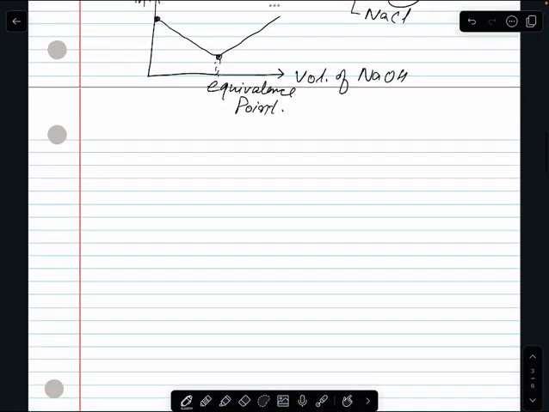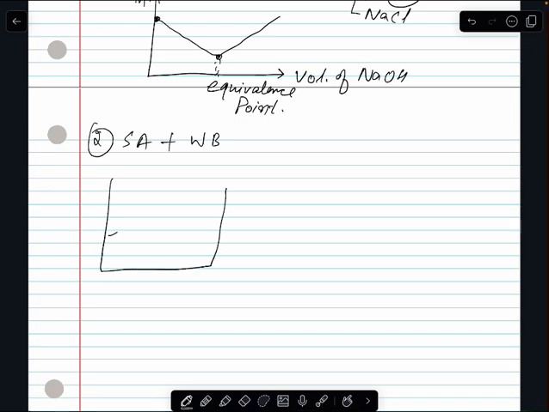Now let's discuss the second case, titration of strong acid with weak base. So now let's discuss titration of strong acid with weak base. So what we'll be doing over here is we'll take a strong acid, let's say HCl, and we'll add a weak base, let's say NH4OH.